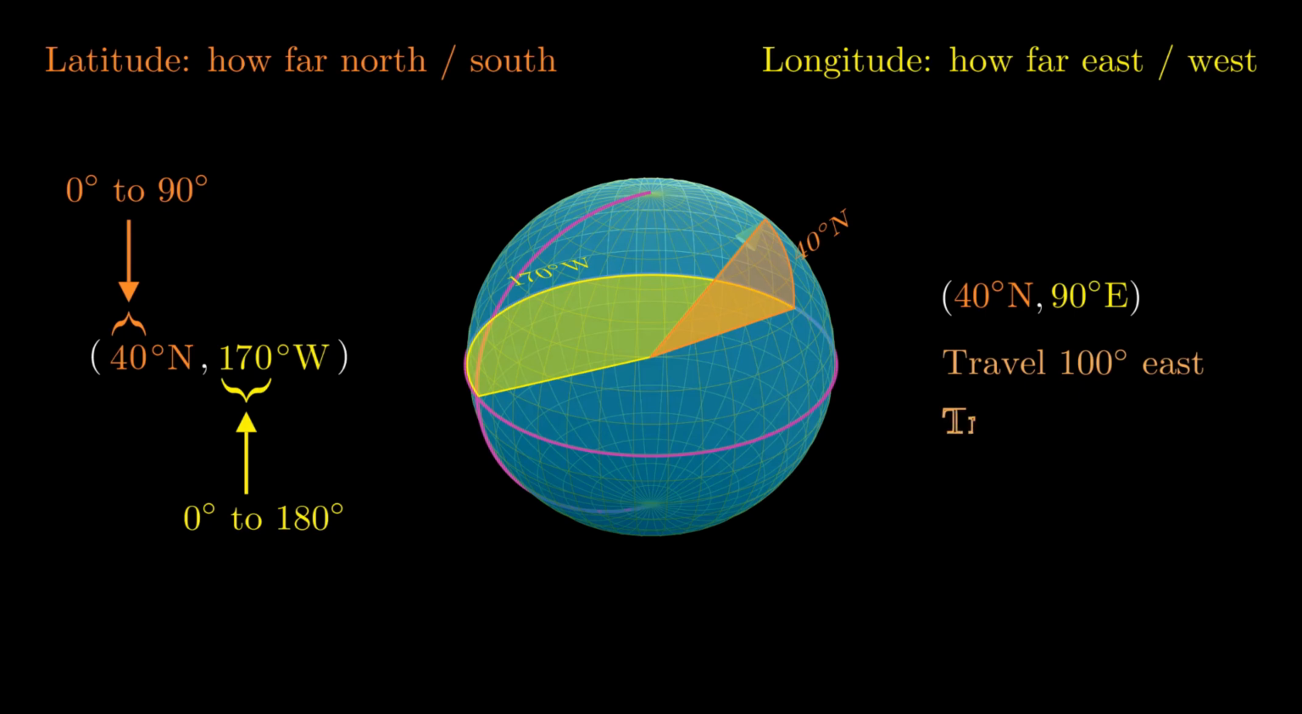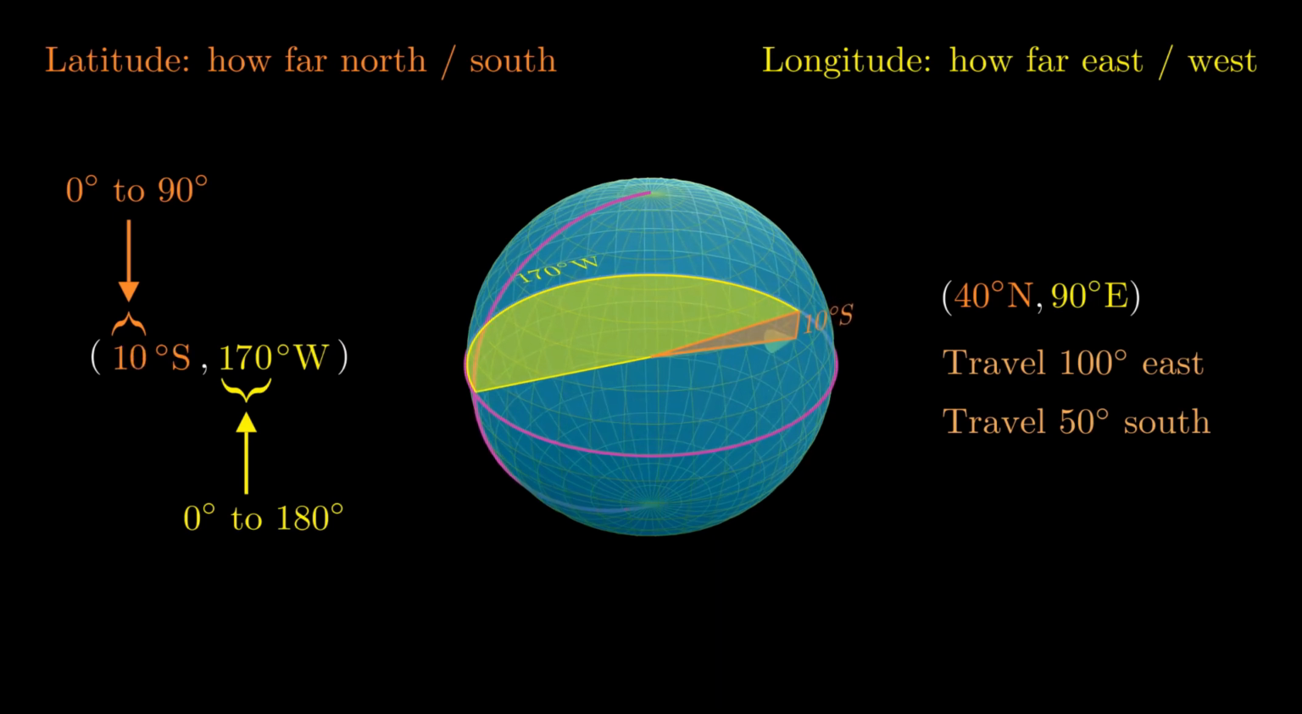Now let's travel 50 degrees south, say. Okay, first because we're at 40 degrees north, moving south only 40 degrees would take us right back to the equator. Then because we need to go 50 degrees south in total, we only need to go a further 10 degrees south. And that would be our new coordinates, so 10 degrees south, 170 degrees west.